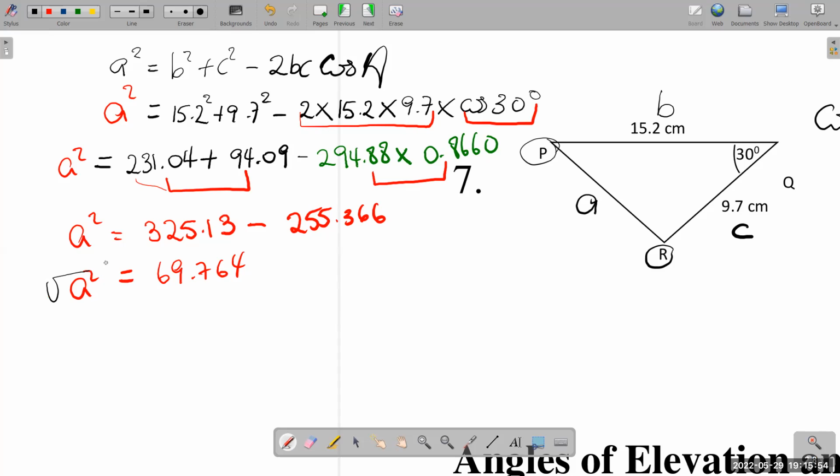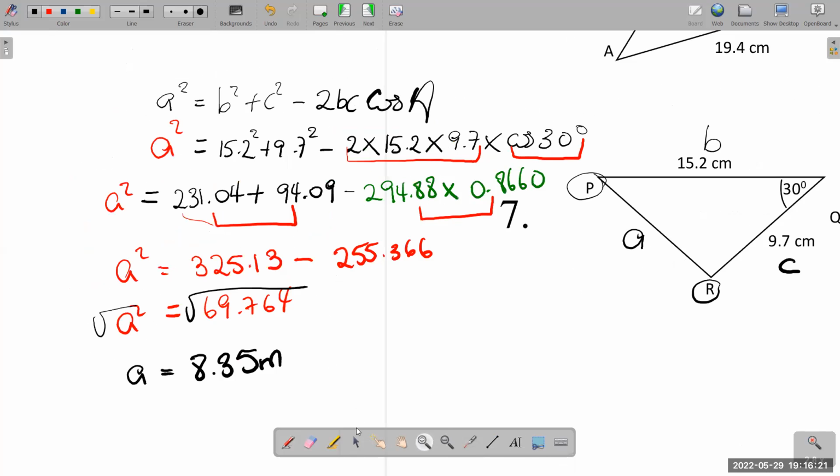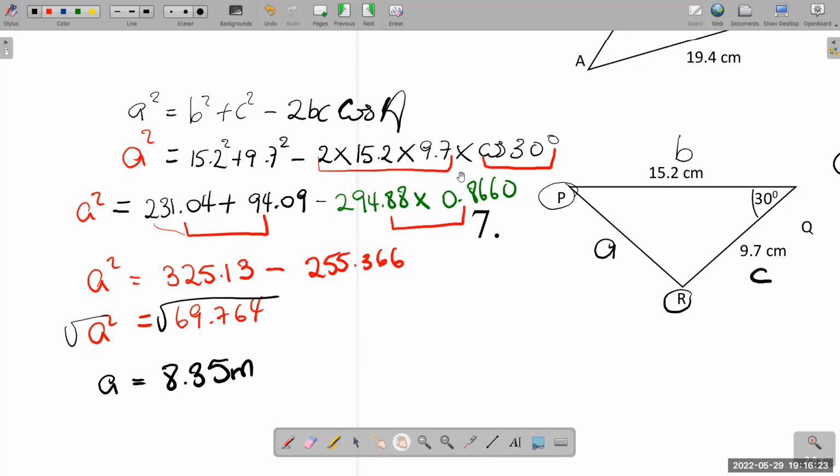We take the square root of both sides. So a is equal to 8 point something. Yep, 8.35 meters. Everybody see how we use this cosine rule? You realize the cosine rule is just all about what? It's just substitution and making sure you follow through with the steps correctly.